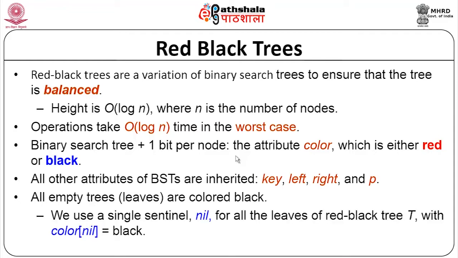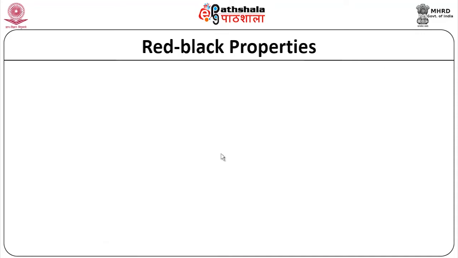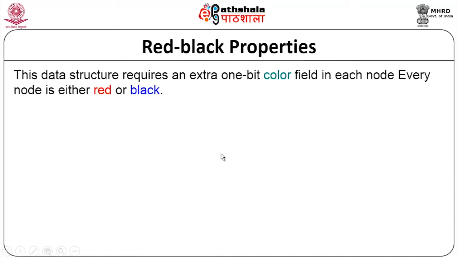We use a single sentinel nil for all the leaves of the red black tree T, with color of nil equal to black. So, we just specify that, that is it. And the root's parent is also nil of T, that is, normally we do not have a parent for it. Now, the red black properties, let us go. You have to understand these red black properties well in order to understand red black trees. So, the data structure requires an extra 1 bit color field in each node. As we have already discussed, every node is either red or black.